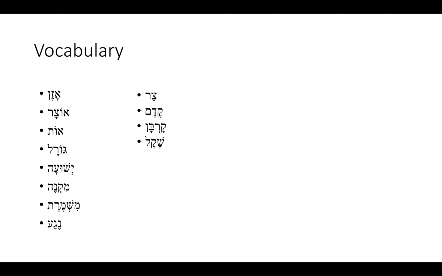So now the vocabulary for chapter 31. Aven. So that's a typo here. This should be Aven. Iniquity, wickedness, evildoer. Otsar, treasure, treasury, storehouse. Ot, sign, mark, pledge. Goral, lot, portion, allotment. Yeshua, salvation, help, deliverance.